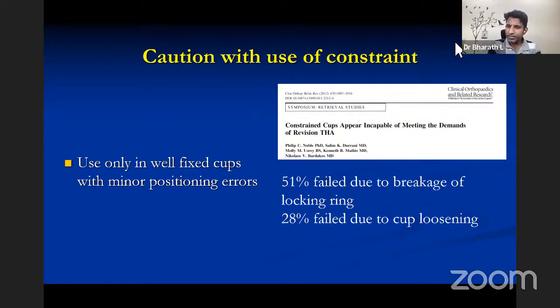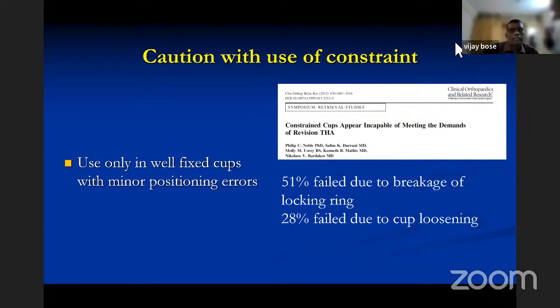With abductor deficiencies, I think constraint liners are more preferable than the dual mobility. That's what the literature says. I do agree with that. When you're doing a primary hip, there is a high chance of osteointegration, but you're going to have a dislocation again in the early post-op. So when you have a complete deficiency of the abductor, with soft tissue laxity completely gone, a constraint liner would be a better option than a dual mobility.